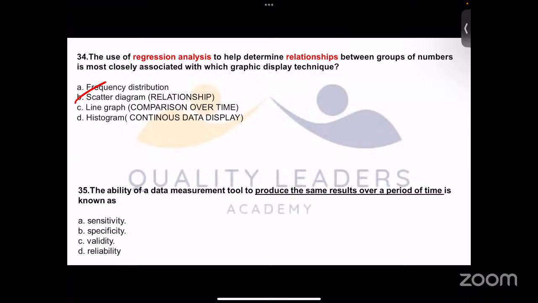Number 35, the ability of a data measurement tool to produce the same results over a period of time is known as A, sensitivity; B, specificity; C, validity; D, reliability. If a tool produces the same result repeatedly, this is called reliability. Okay, that's the correct answer. Producing the same results over a period of time means reliability.